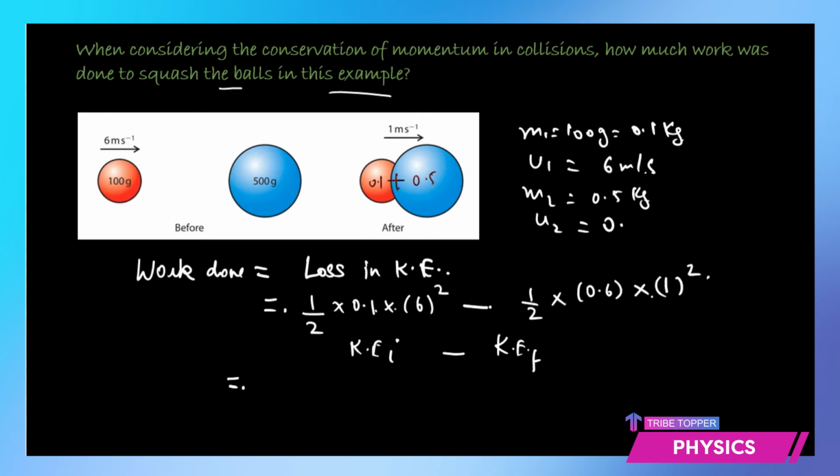So this is going to give us 1.8 minus 0.3, that is 1.5 joules. So this loss in kinetic energy is the work done that will be used up in squashing the balls. So 1.5 joules is your work done.